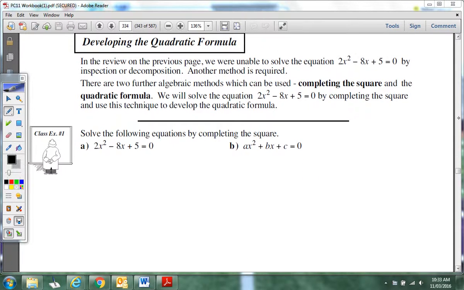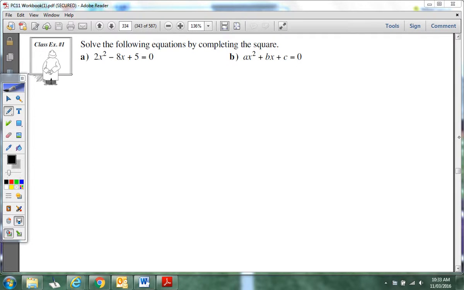Okay, so developing the quadratic formula. This is the proof, that part B. I'm going to skip this for now. Well, we can do this. We're going to do it by completing the square, because if you complete the square, that actually creates the quadratic formula. So we're going to go ahead and do that.